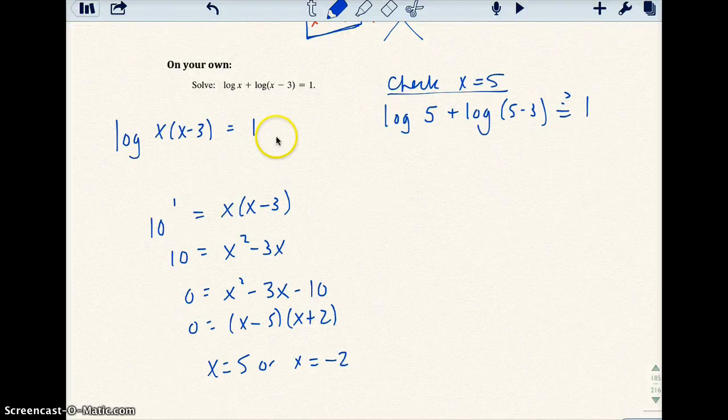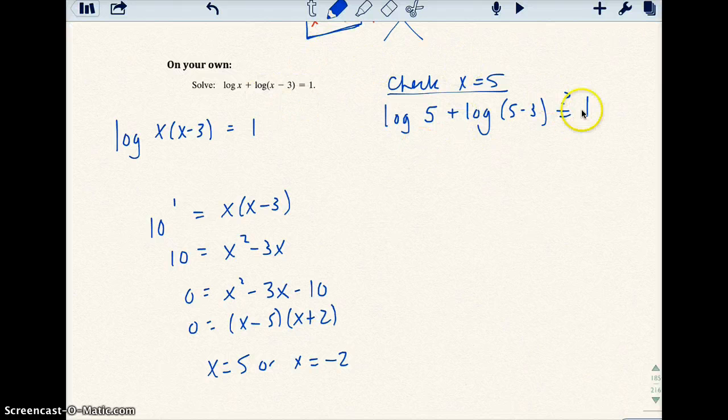Okay, so the on your own problem, I want to condense this. They both have base 10 here. It's not written, but we assume it's base 10 because there's no base written. And I want to do the product. We're going to combine them. We got log base 10 of x times x minus 3 equals 1. And I know that 10 to the first power is going to equal this. So I went ahead and set a secondary equation, and I solved. I got x equals 5 or x equals negative 2.